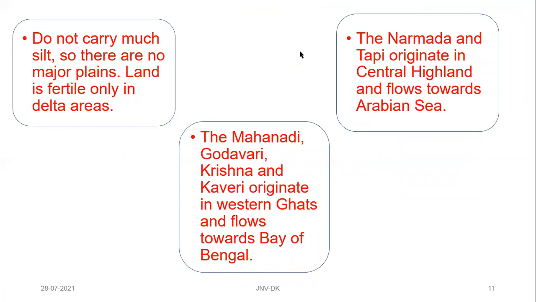The peninsular rivers do not carry a lot of silt, so there are no major plains. Land is fertile only in the delta region. The Mahanadi, Godavari, Krishna, and Kaveri originate in the Western Ghats and flow towards the Bay of Bengal. The Narmada and Tapi originate in the central highlands and flow towards the Arabian Sea.